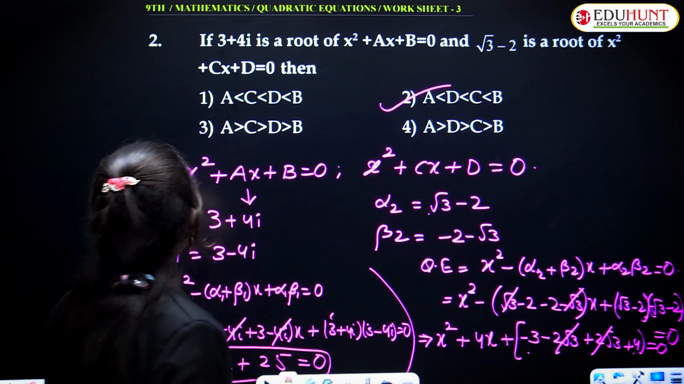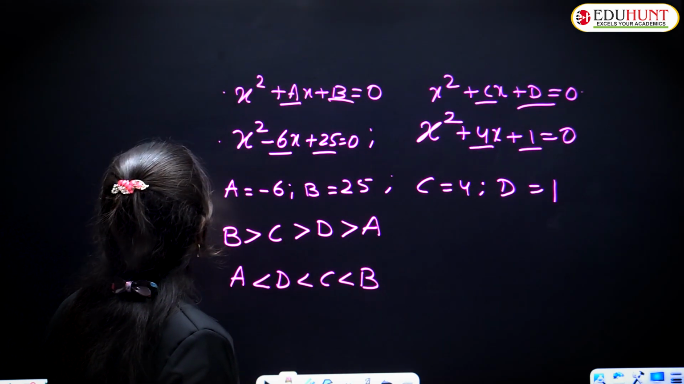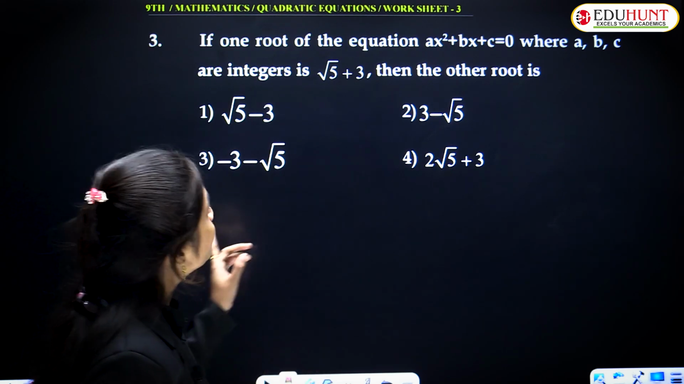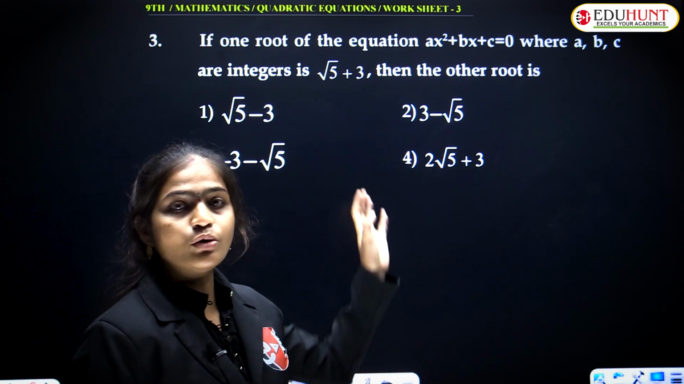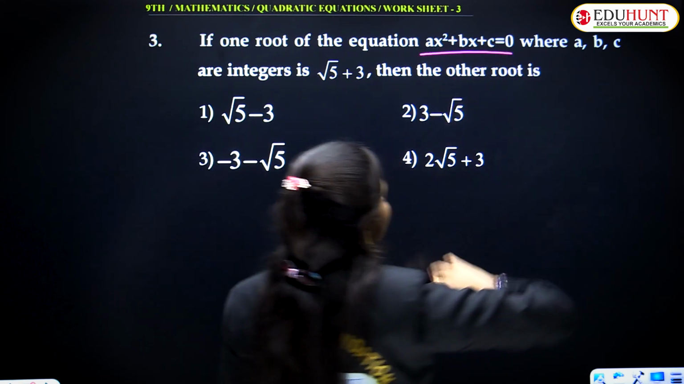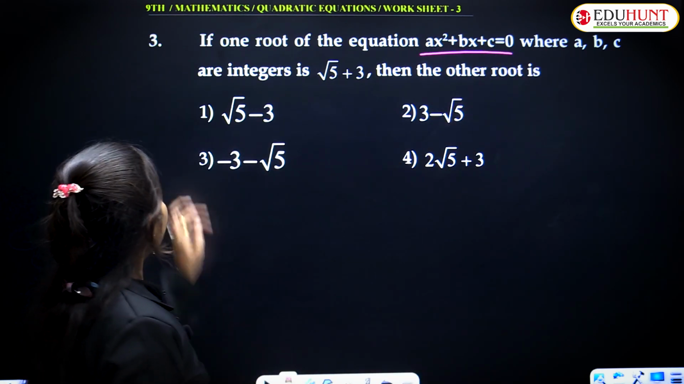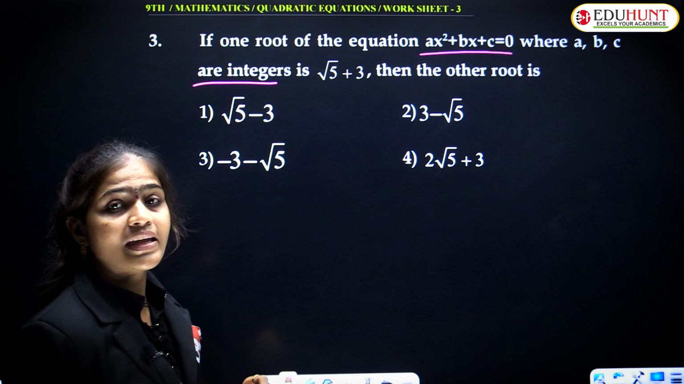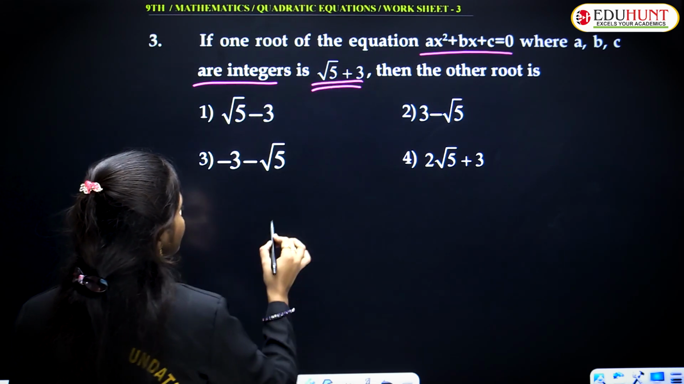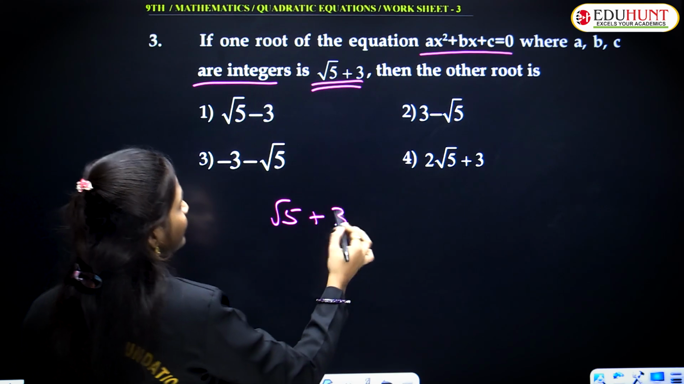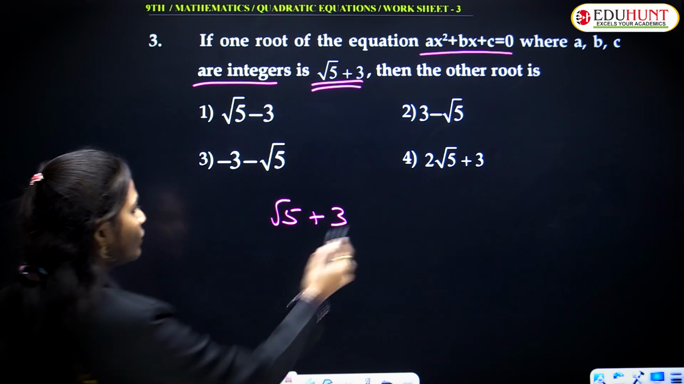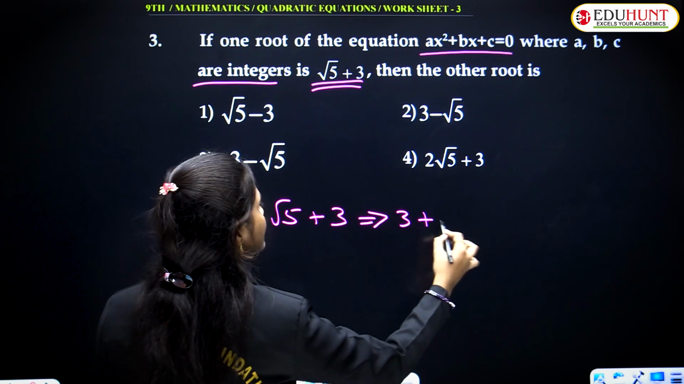Understand? So let us see the next question, the third one. Yes, see here. If one root of the quadratic equation ax square plus bx plus c is equal to 0, where a, b, c are integers. So here one of the roots they gave, what is that? Root 5 plus 3. Then for the other root, we just have to write the conjugate of this one, that's it. So we have to write this as 3 plus root 5.